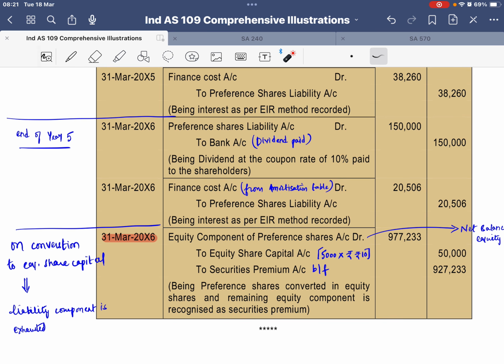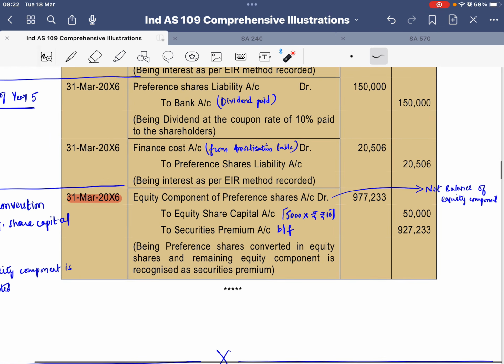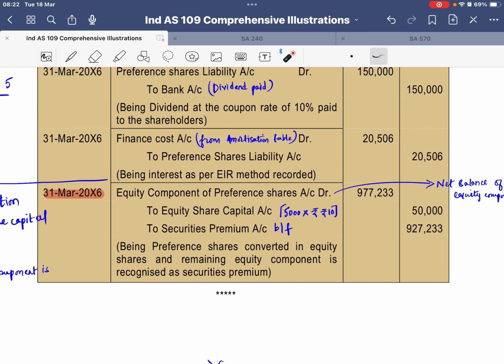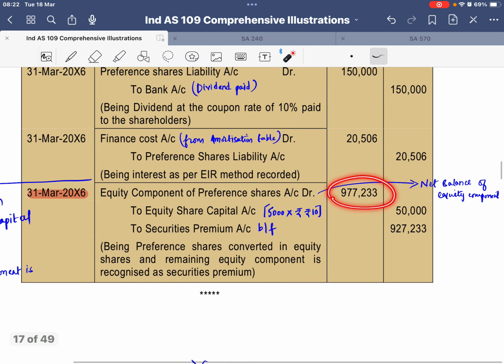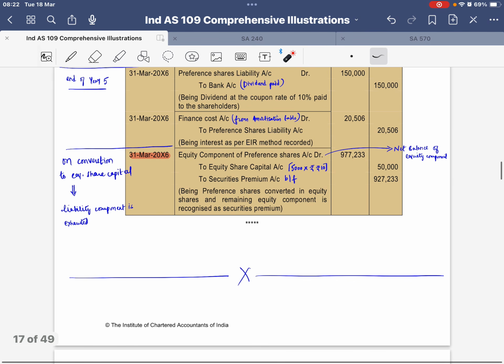Now on conversion to equity shares, liability component is already exhausted. Hence on settlement date, equity component of preference shares. This value is the net balance of equity component that we calculated. To equity share capital 5,000 into rupees 10, 50,000. To securities premium, it is the balancing figure. End of comprehensive illustrations. Thank you.